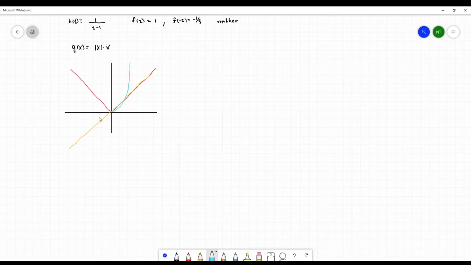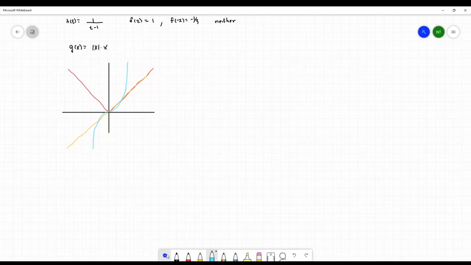Because it's the absolute value of x times x, and x is negative there. So on the third quadrant, it's going to look like this. Okay, so as you can see, the values in this part of the graph are just the negative of the values here.